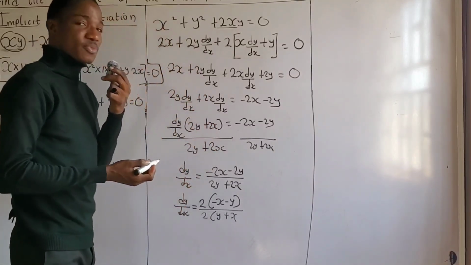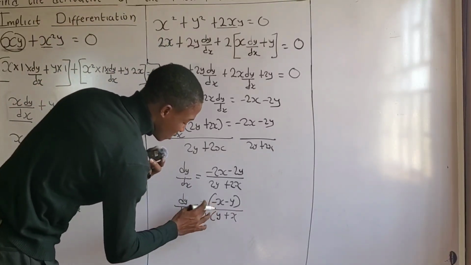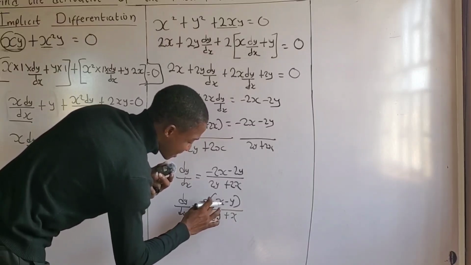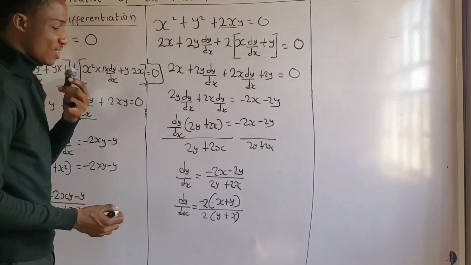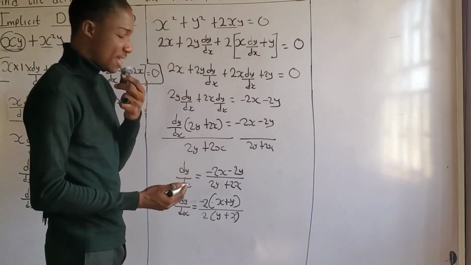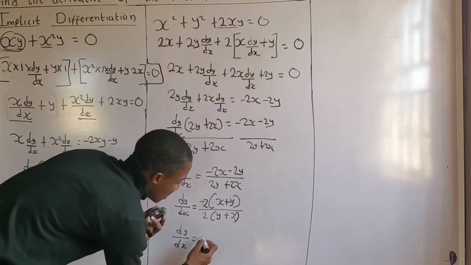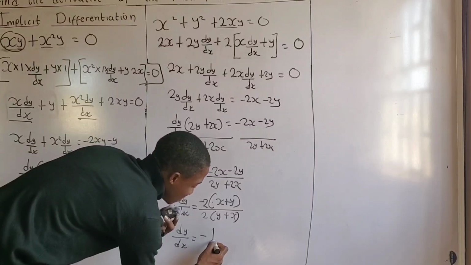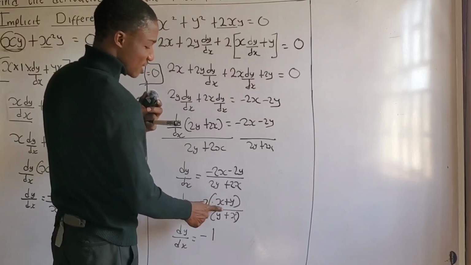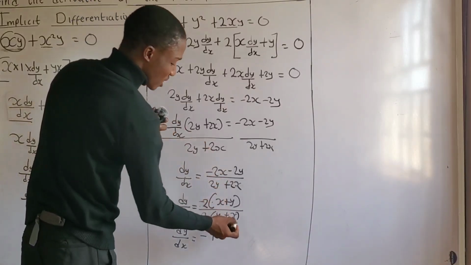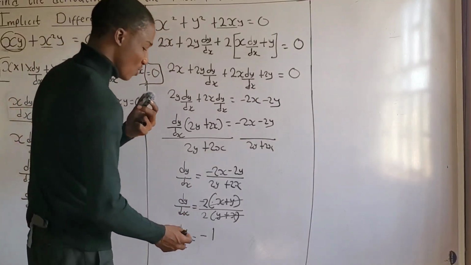And you can also factorize negative 2. You understand? That is, here you're going to have negative 2 multiplied by x plus y. Okay, are you getting it? You can factorize like this: negative 2 multiplied by x plus y. So for this, I'm going to have dy all over dx is equal to negative 1. Do you know how I got this? x plus y is also the same thing as y plus x. Are you getting it? So this will cancel this. Do you understand? So negative 2 over 2 will give me negative 1. So dy dx is negative 1.